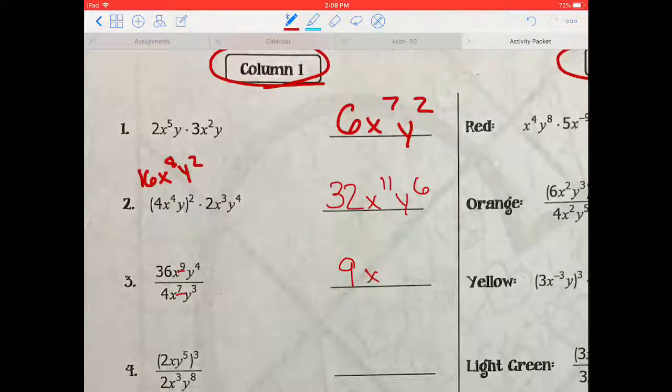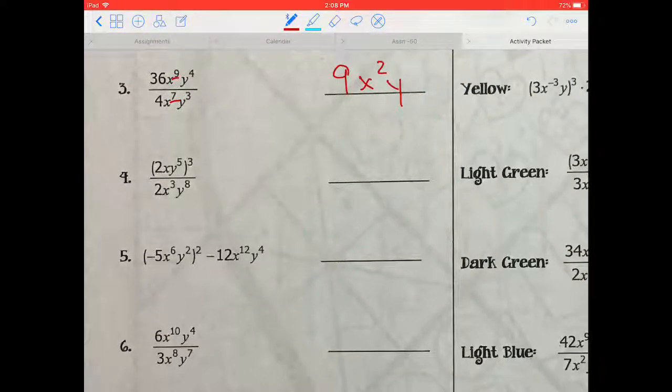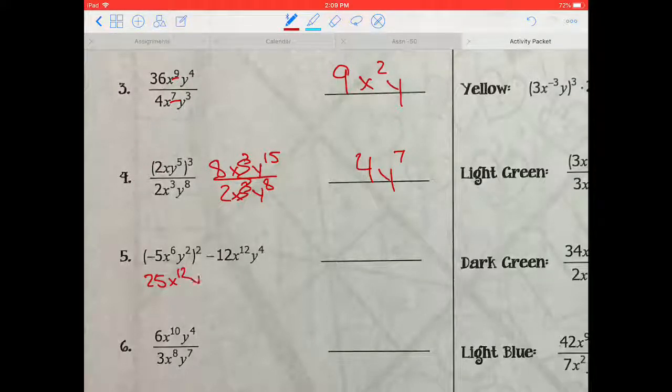9 minus 7 is 2. Y. 2 cubed, 8, x cubed, y 15. So this is 4. The x's are gone. 15 minus 8 is 7. Negative 5 squared is 25. X 12, y 4 minus 12x 12, y 4. They're like terms, so 25 minus 12 is 13.